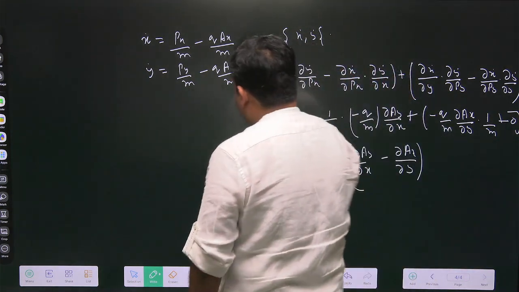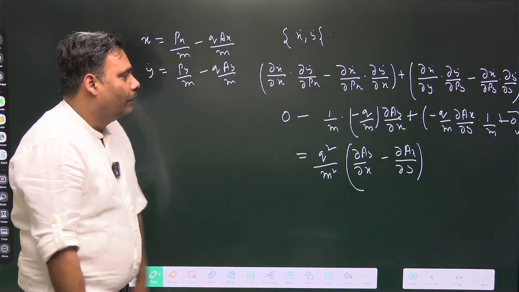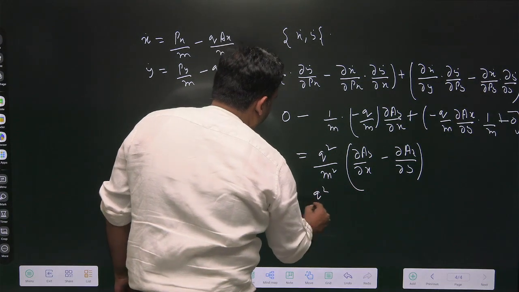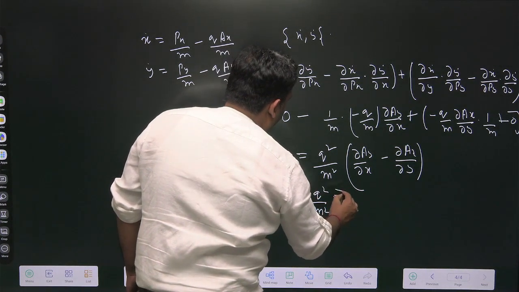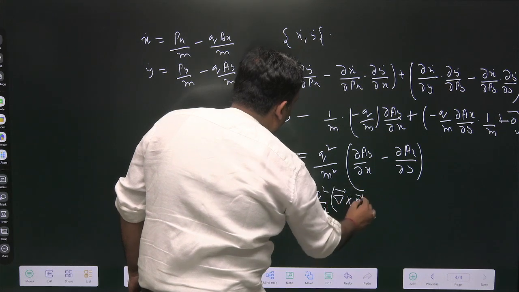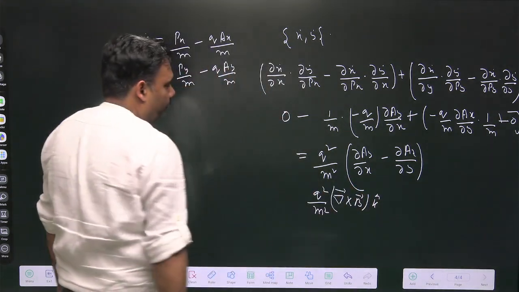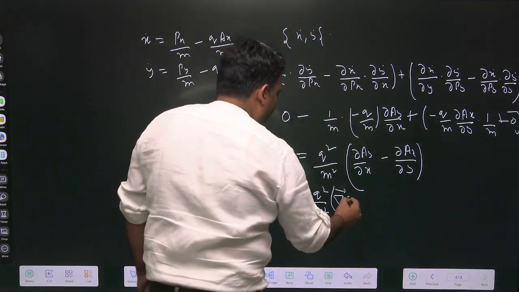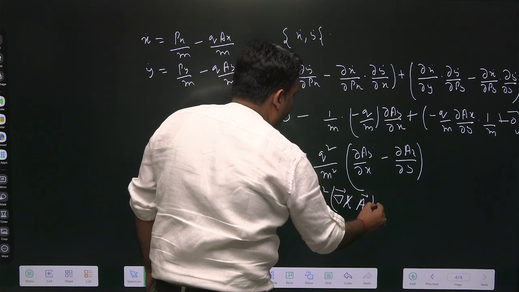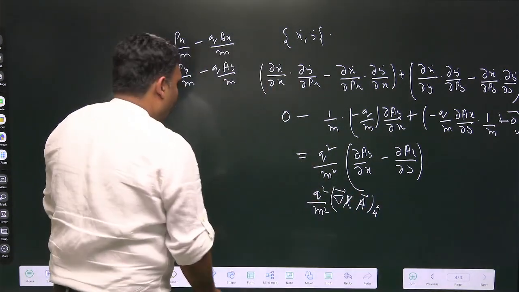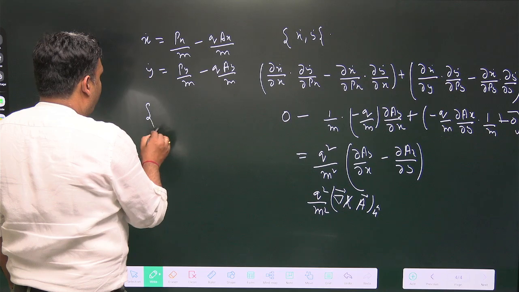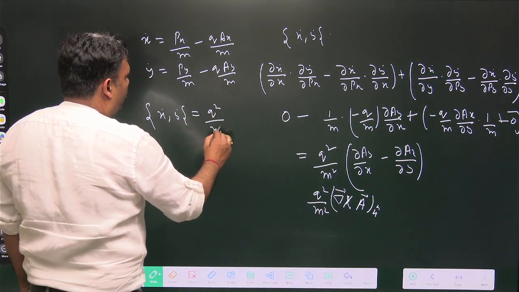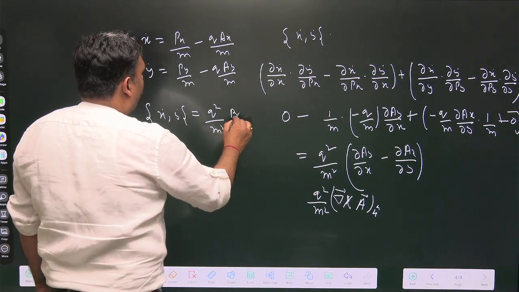If we see this term very carefully, then from our electromagnetic theory, this term is q squared upon m squared times the k component of del cross A. Sorry, del cross A, the k component of del cross A. And what is this value? This is nothing but Bk. So the Poisson bracket of ẋ and ẏ is equal to q squared upon m squared Bk.